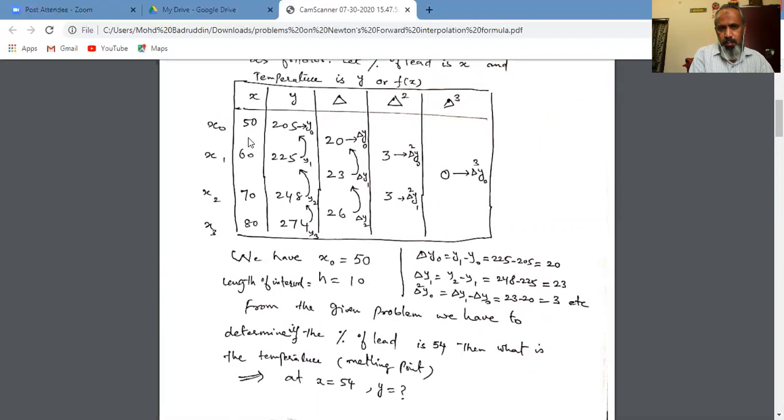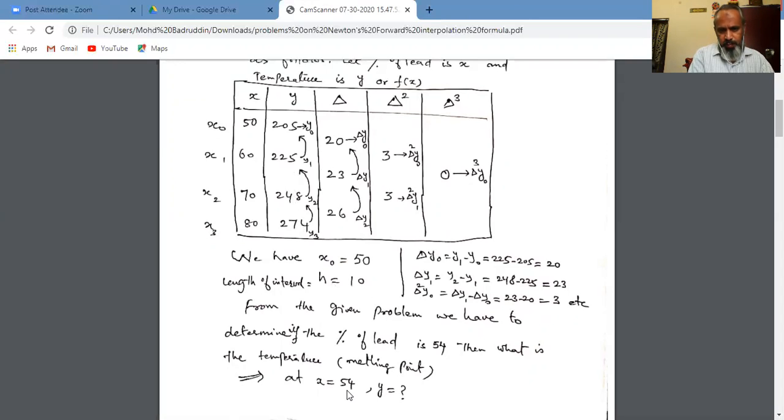So our answer should lie in between these two values, 205 and 225, because 54 is in the beginning of this data, in between 50 and 60. So our value should be in between 205 to 225. Let us examine what value we will obtain here.